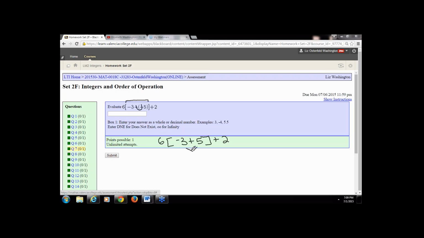We would continue this inside here until we're done. Here we're going to get a positive 2. My answer is in the brackets. Bring down the 6. Bring down the plus 2. And this is 6 times 2, which is 12, plus the 2. It's going to give me a 14. Did that help?